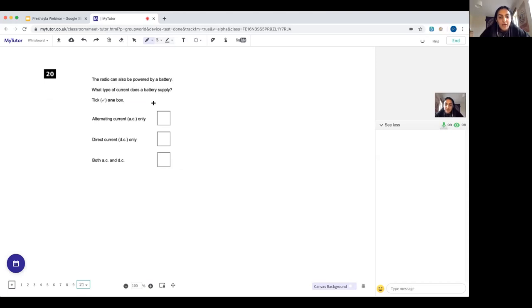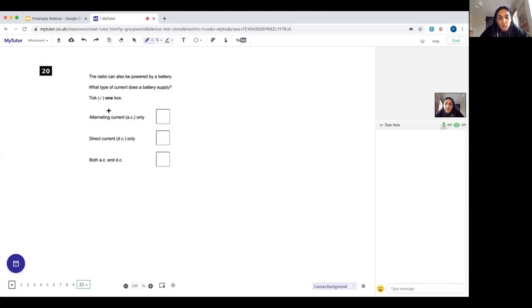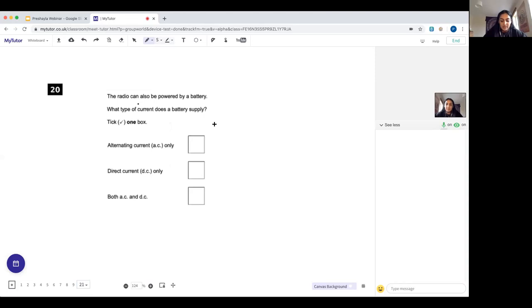The radio can also be powered by a battery. What type of current does a battery supply? DC. Brilliant. So we always have DC if we have a battery.